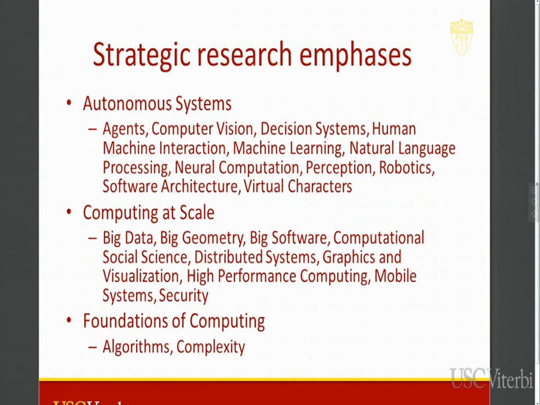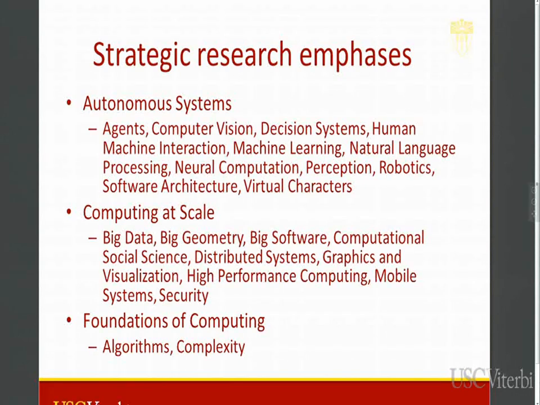Now, in terms of research emphases, having a large number of faculty means that we also have very diverse research areas that we explore. Broadly, the department is divided into 3 groups, the Autonomous Systems Group, the Computing at Scale Group, and the Foundations of Computing Group. Autonomous systems research at USC in computer science spans many areas such as agents and computer vision and decision systems and human-machine interaction, machine learning, and NLP, and neural networks, perception, robotics, virtual characters, software architecture. So it's a huge diversity of topics.